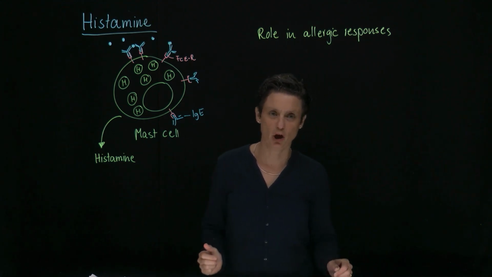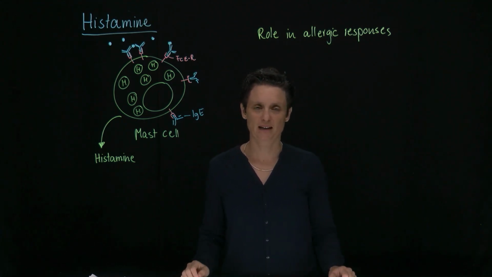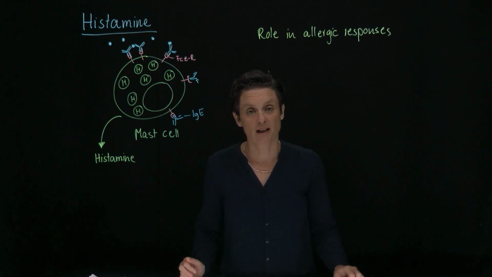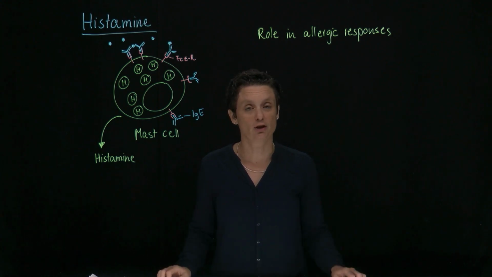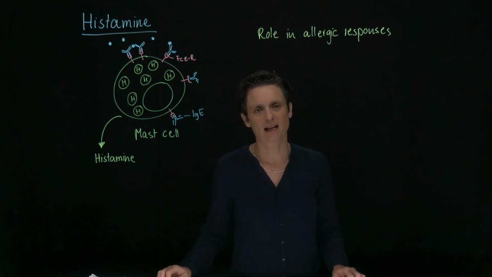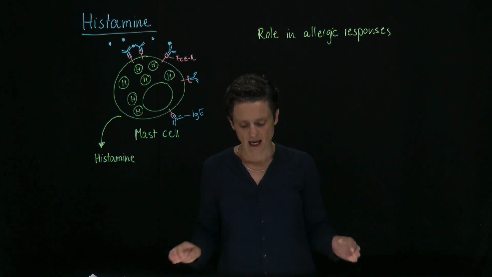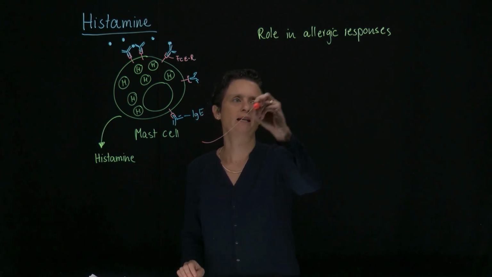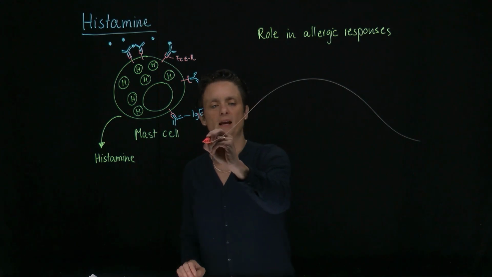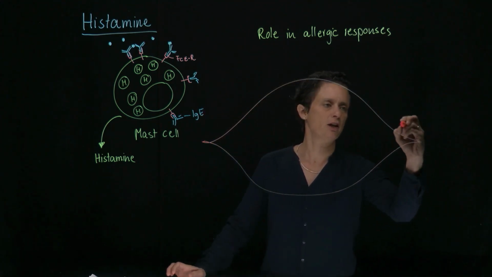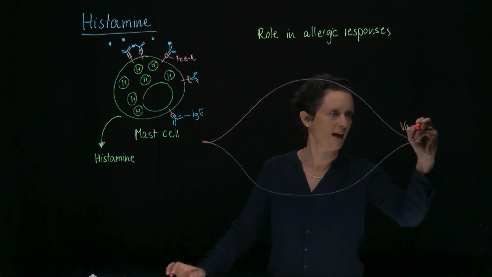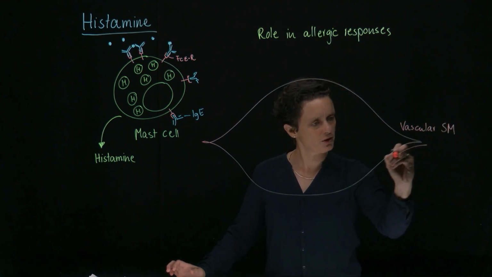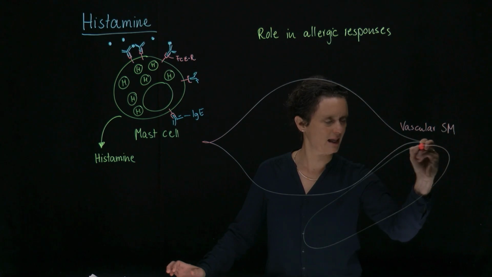And you probably already know what the net effect is. So if somebody has an anaphylactic shock, what's going to happen to blood pressure? Well, it's going to drop. The patient is going to have hypotension. And we want to now understand why the patient has hypotension. And if we are thinking about responses of the vasculature, we always want to think about vascular smooth muscle, SM, but also about the endothelial cell.